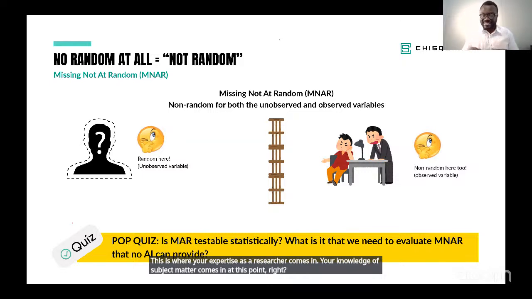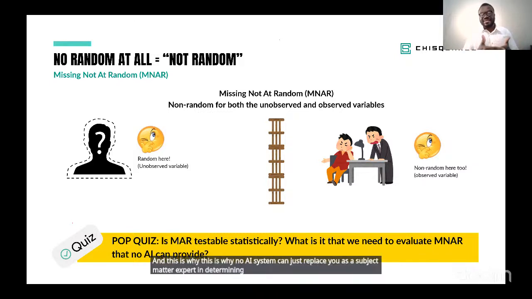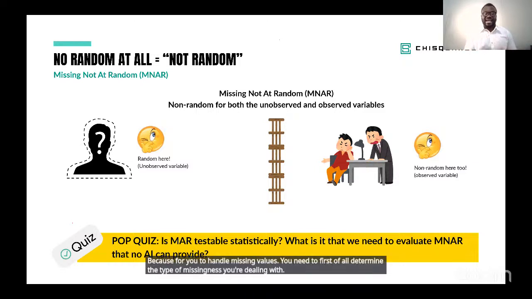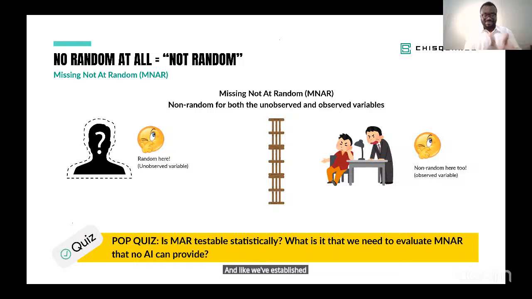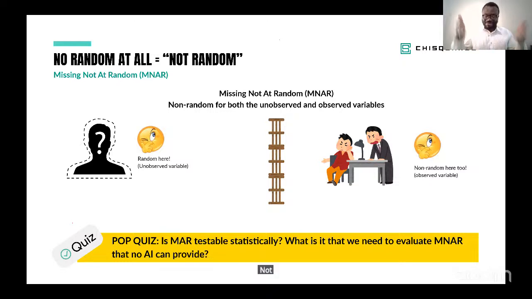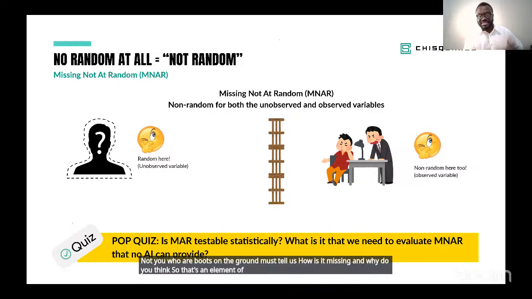And this is why no AI system can just replace you as a subject matter expert in determining the kind of missingness or how to handle it. Because to handle missing values, you first need to determine the type of missingness you're dealing with. And like we've established, this most important category has no statistical test. There's no objective way of determining it. Now, you who are boots on the ground must tell us, how is it missing and why do you think so? So there's that element of context, like somebody correctly said.